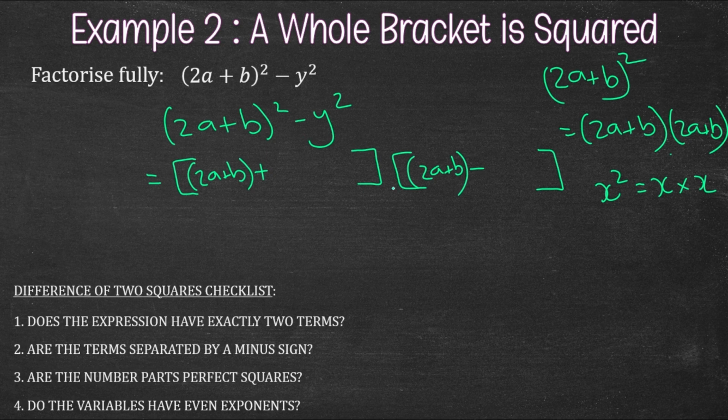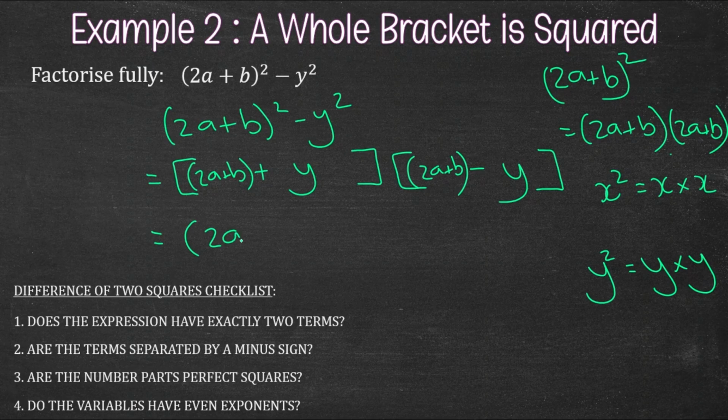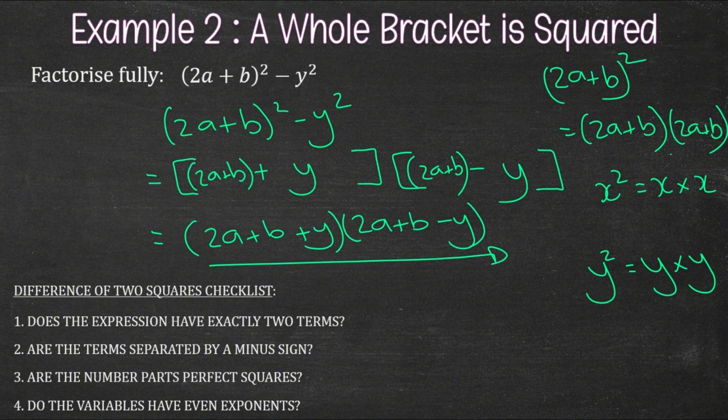Great. Now let's look at the y squared. What multiplied by itself gives us y squared? And that is y multiplied by y. So I take y and I write it in both brackets. These inner brackets around the 2a plus b are no longer necessary. So I can rewrite this as 2a plus b plus y and 2a plus b minus y. And there is the factorized answer.